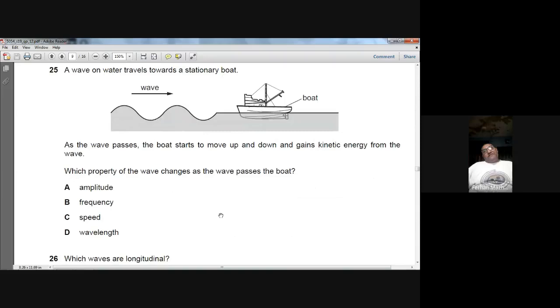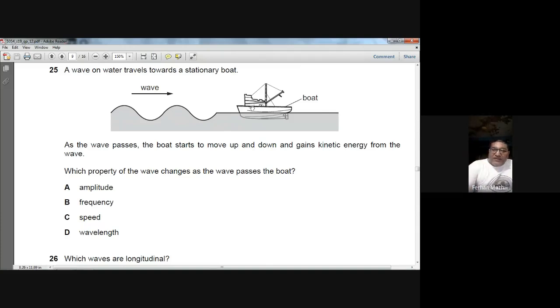Question 25. A wave on water travels towards a stationary boat. As the wave passes, the boat starts to move up and down and gains kinetic energy from the wave. Which property of the wave changes as the wave passes the boat? So when the waves reach here, they move this boat up and down. So they have given some of their energy to the boat. So the wave has lost some of its energy.